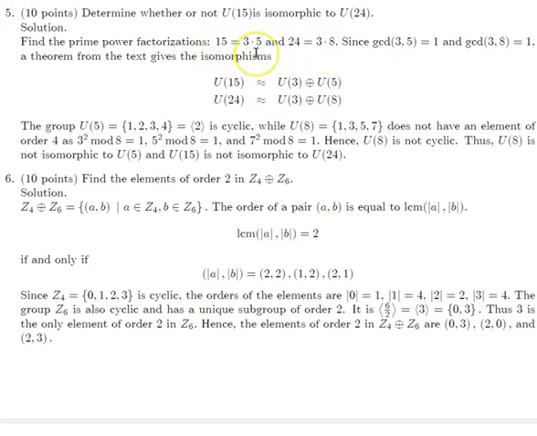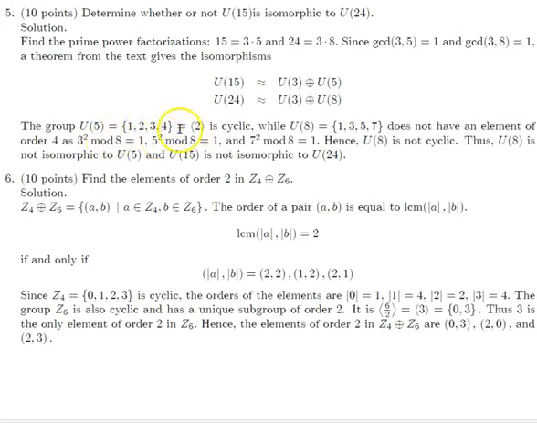Because 15 can be factored this way, 3 times 5, and 3 and 5 are relatively prime, U15 is isomorphic to the external direct product of U3 and U5. Similarly, we can factor 24 as 3 times 8, 3 and 8 are relatively prime, so U24 is isomorphic to U3 plus U8. And we need to compare U5 and U8.